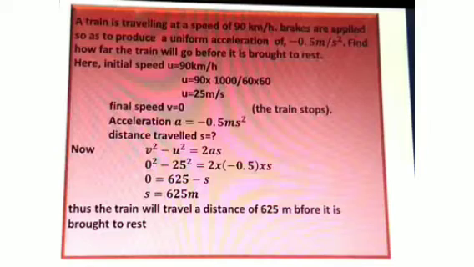That is meter per second square. Distance traveled s we want to find out. So we can use the relation v square minus u square is equal to 2as. So 0 square minus 25 square is equal to 2 into minus 0.5 into s. So 0 is equal to 625 minus s, that is 625 meter. s is equal to 625 meter. Thus the train will travel a distance of 625 meter before it is brought to rest.